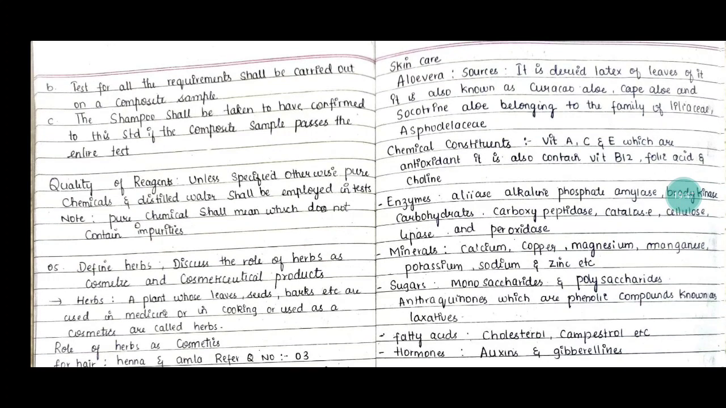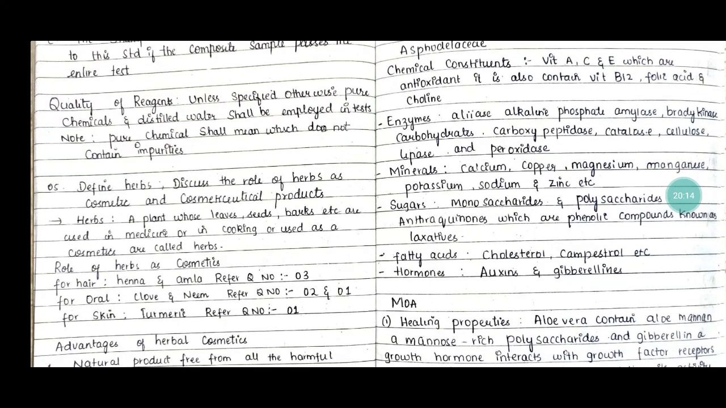The source of aloe vera: it is the dried latex of the leaf of Aloe barbadensis, also known as Curacao aloe, Cape aloe and Socotrine aloe, belonging to the family Liliaceae. The chemical constituents include vitamins A, C and E, which are antioxidants; it also contains vitamin B12, folic acid and choline. The enzymes present in aloe vera are alkaline phosphatase, amylase, bradykinase, carbohydrase, carboxypeptidase, catalase, cellulase, lipase and peroxidase.